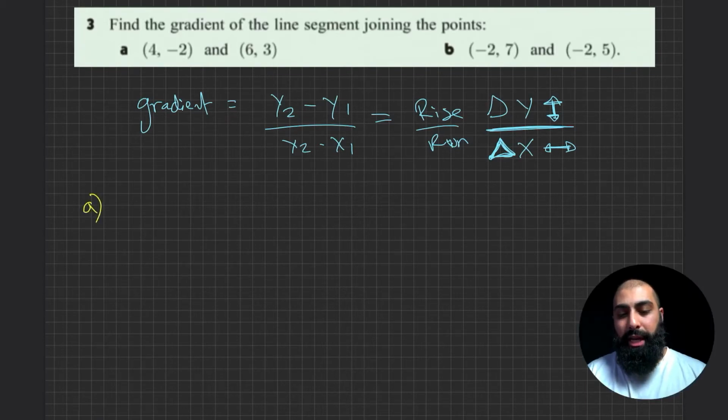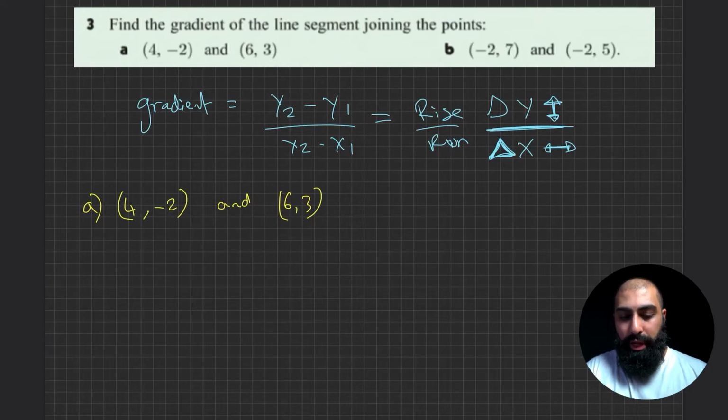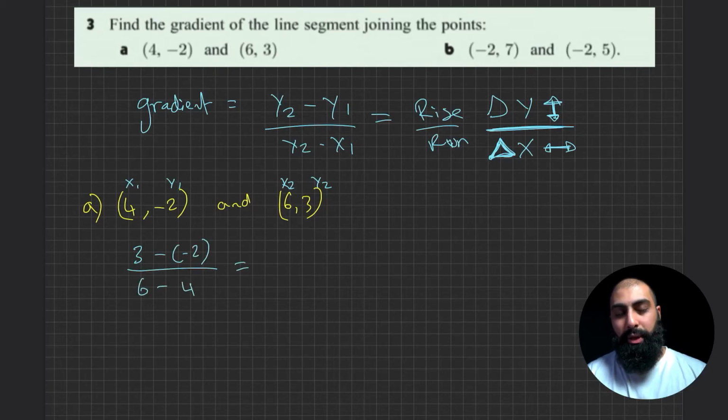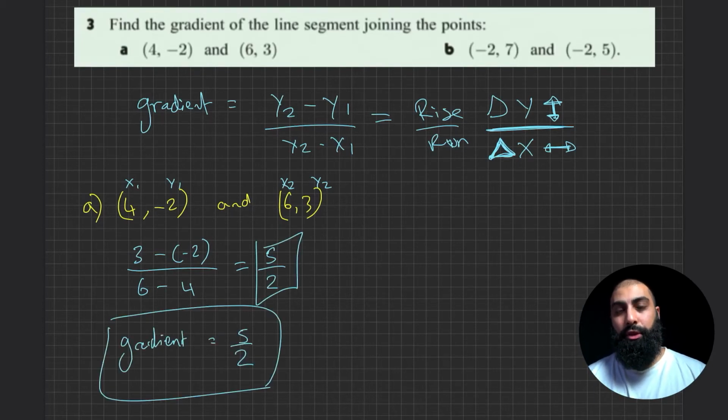Okay, so for part A, I would have my coordinates of (4, -2) and then (6, 3). I'm going to label my points. It's a very good habit to label your points, x1, y1, and then x2 and y2. And I can substitute those into the formula. So I would get 3 minus negative 2 over 6 minus 4. That will give me 3 plus 2 is 5, and 6 minus 4 is 2. The gradient is 5 over 2.